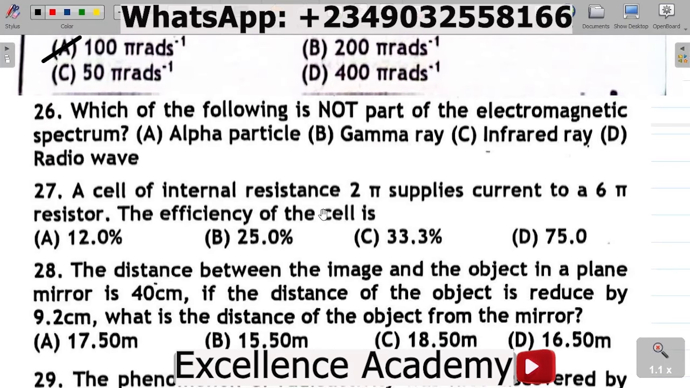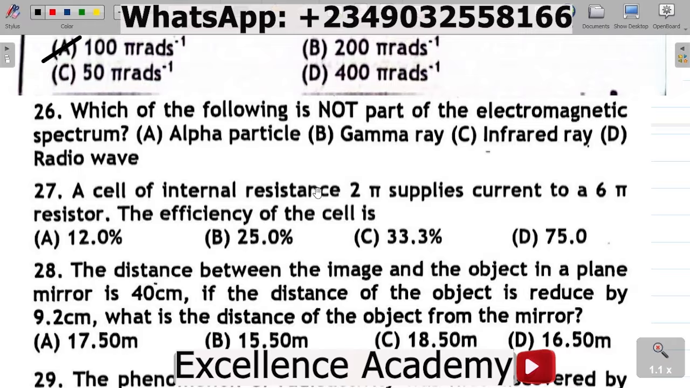Next question, question number 26. 26 says, which of the following is not part of the electromagnetic spectrum? That is question number 26. A, alpha particle. B, gamma ray. C, infrared ray. D, radio waves. So which of these is not part of the electromagnetic spectrum? Now, here's what you want to note.